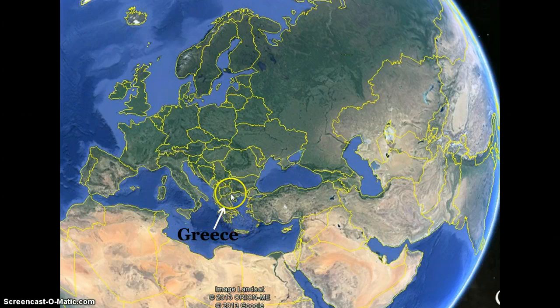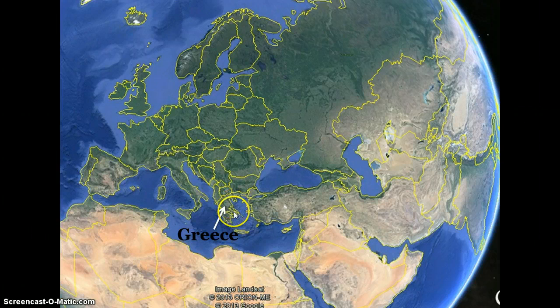Greece, another peninsula, is part of the Balkan Peninsula. So you have the Iberian, the Italian or Apennine, and the Balkan Peninsula. Greece is an interesting country in that it's mostly mountains. A good deal of the land is mountainous. If you look at it very carefully, you'll see numerous peninsulas on Greece. Remember, a peninsula is a place where land is surrounded by water on three sides. So you have the Adriatic, you have the Aegean. All of this is part of the Mediterranean Sea.